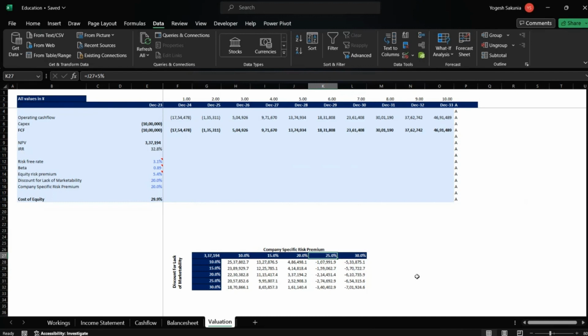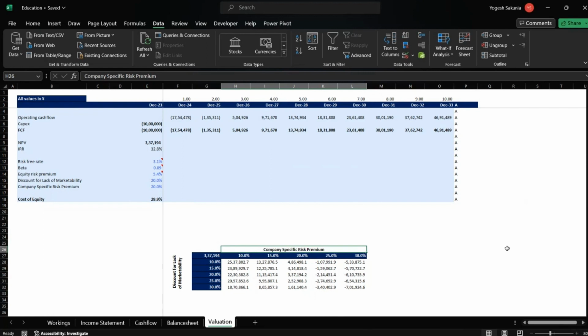Similarly, in terms of the lack of marketability, it is fine at various levels. But it seems that the company specific premium is having a larger impact on the NPV than the impact coming from the discount for lack of marketability.